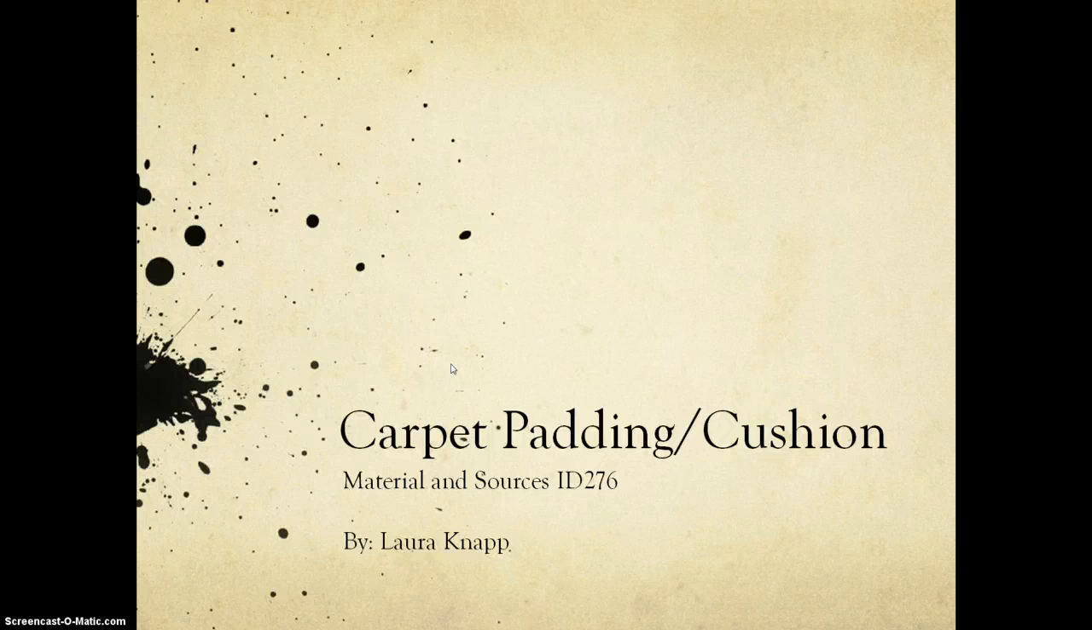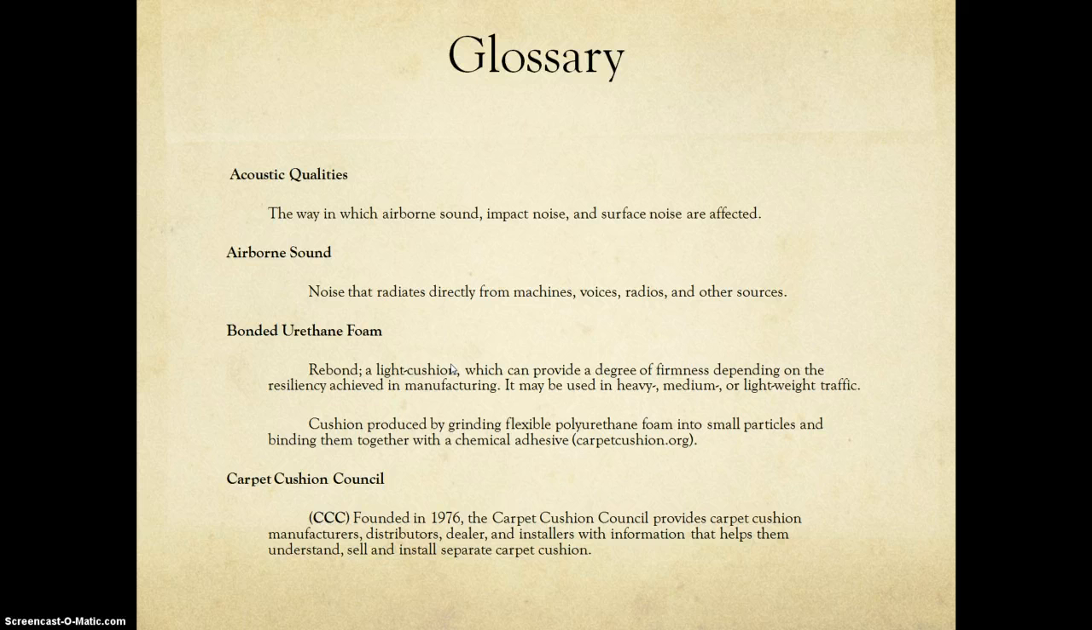Hey everyone, today we're going to talk about carpet, padding, and cushion. Let's first start with the terms. So first off, acoustic qualities: the way in which airborne sound, impact noise, and surface noise are affected.